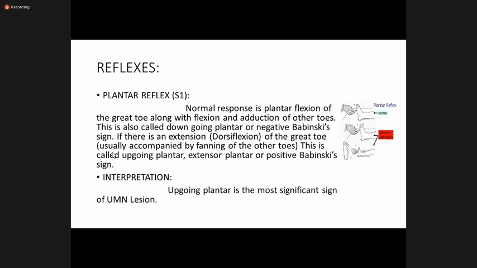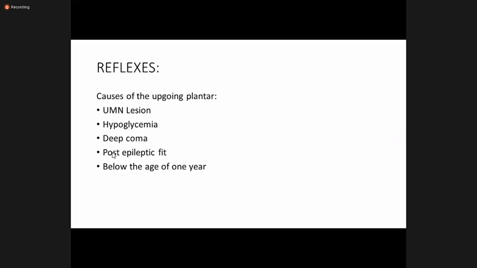Okay, so look at this. This is a normal plantar, the great toe going downward along with the other ones. Here the abnormal reflex is the positive Babinski sign. The toe is going upward and there is fanning of the other toes. The causes of upgoing plantars are upper motor neuron lesions, hypoglycemia, deep coma, post-epileptic fits, and age below 1 year.